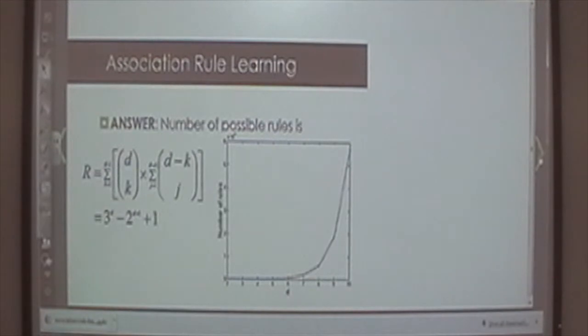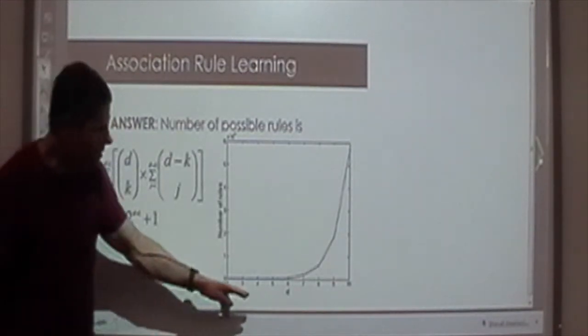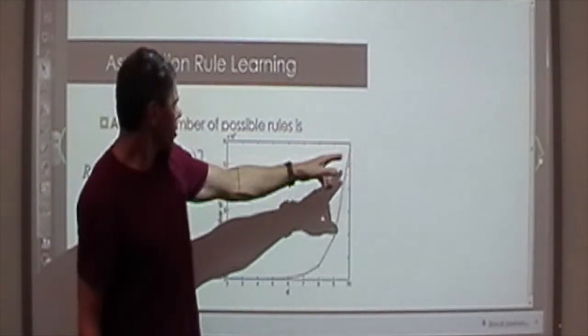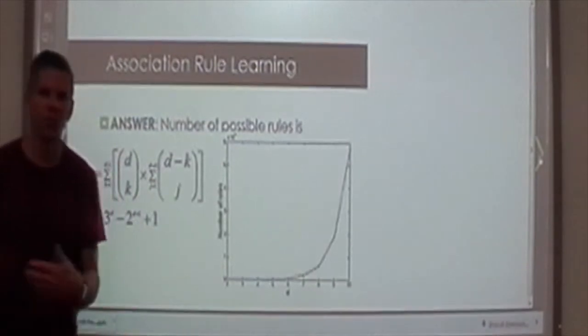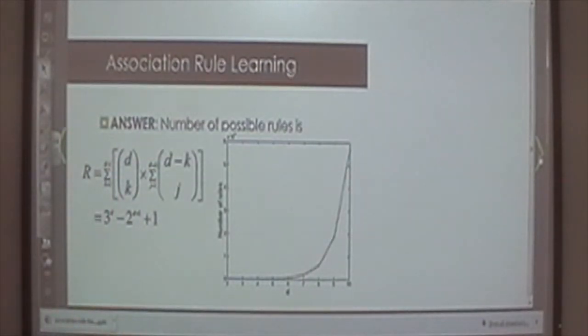Does that make sense? But the key point is still the same, that even at 10, we're at 6,000 possible rules. And that's only with a supermarket with 10 items that it carries. It's like a gas station in the middle.